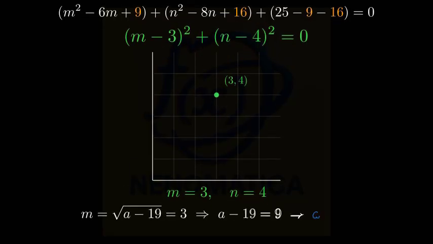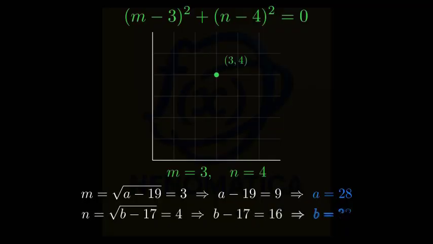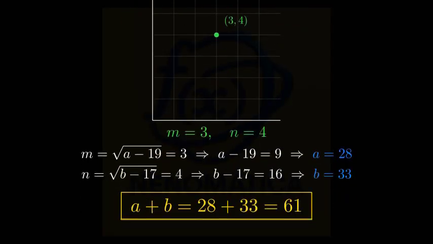Final step. Back substitute to recover a and b. From m equals 3, we have square root of a minus 19 equals 3, so a equals 28. From n equals 4, we have square root of b minus 17 equals 4, so b equals 33. Therefore, a plus b equals 61.